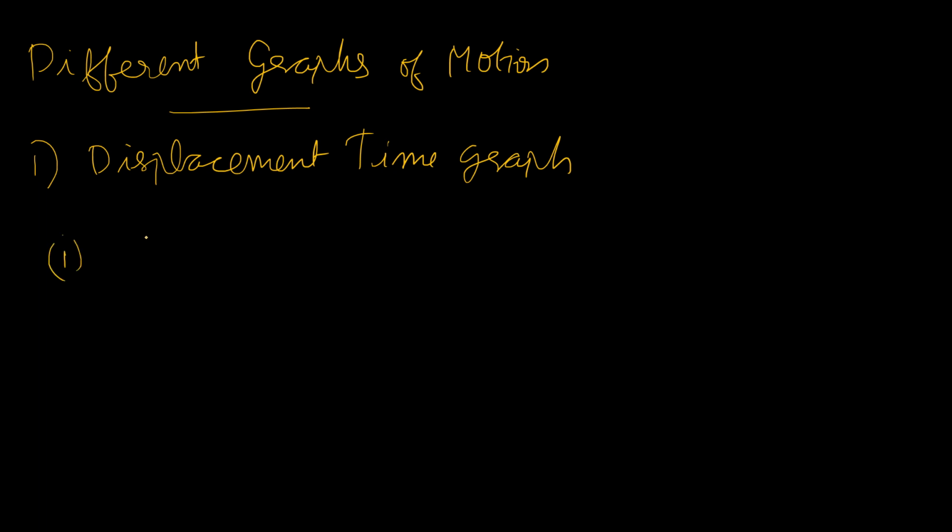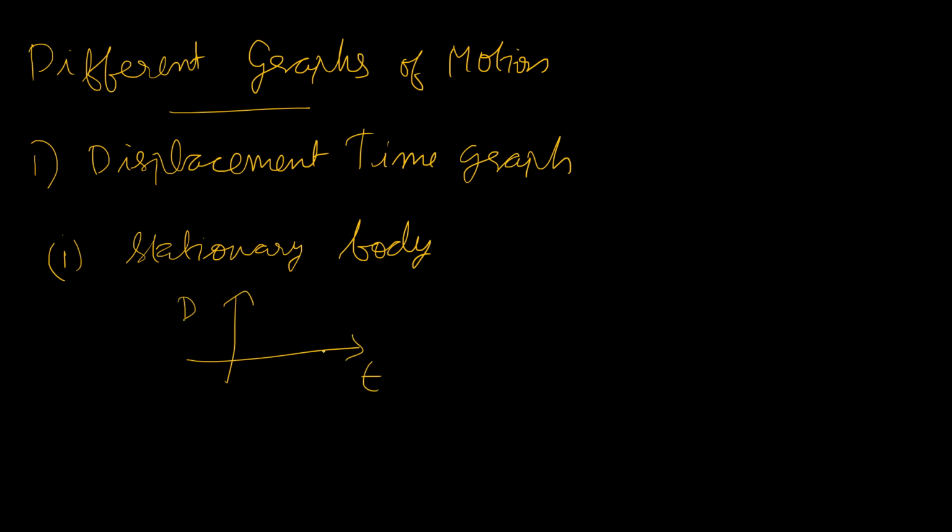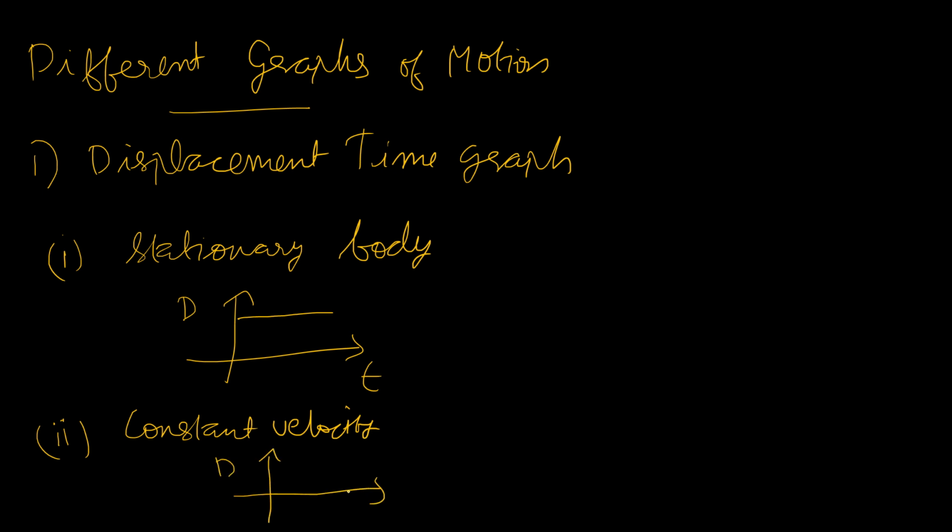First condition is for a stationary body, it is a constant d-t graph. That is, d will be on the y-axis, t will be on the x-axis, and the line will be constant like this. Second is, just study the graph by heart. That's the only way. Body moving with constant velocity. The d-t graph will be like this, since it's constant velocity.